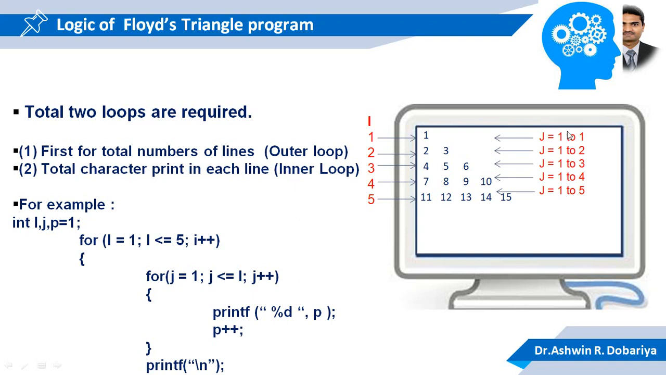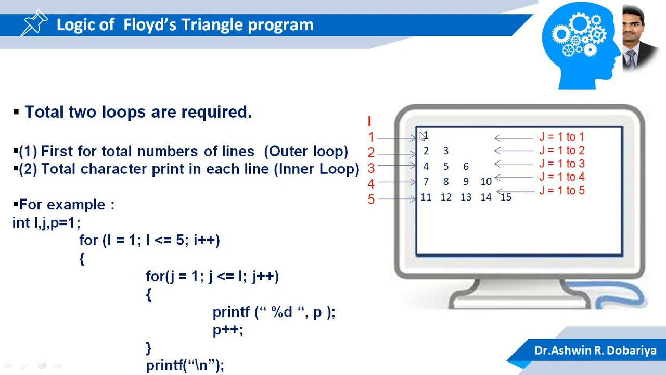So j always starts with 1, and the ending limit of that counter variable depends on i. So for j equal to 1, j less than or equal to i, j plus plus. But very important: generally the value of j or i we use for printing a value. But here the value is a little bit different, so we can think of a different logic.